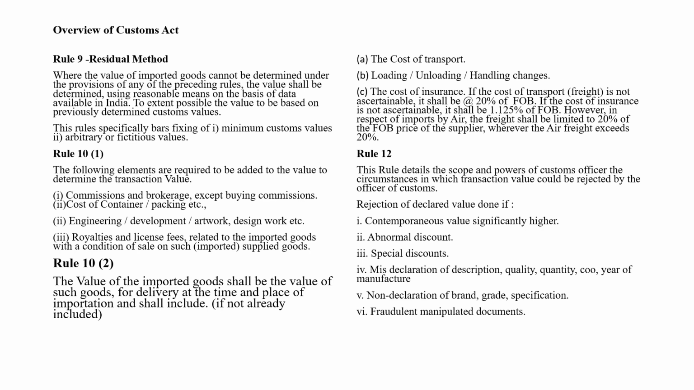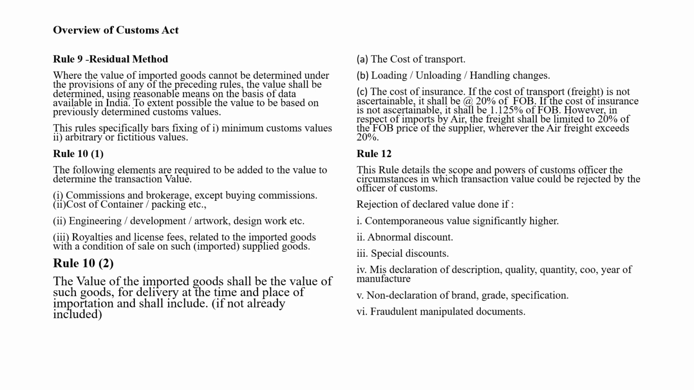Rule 10(1), the value element. The following elements are required to be added to the price to determine the transaction value. Here, very important, how the transaction value is determined, the steps and process are given. The following items will be added. The first point, commission and brokerage except buying commission. Second, cost of container, packing, etc. Third, engineering, development, artwork, design work, etc. Next, royalties and license fee related to the imported goods with a condition of sale on such imported goods.